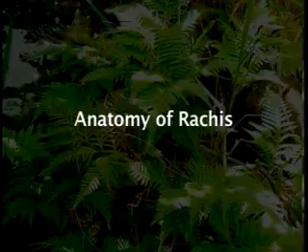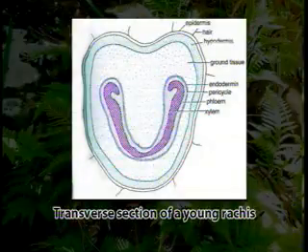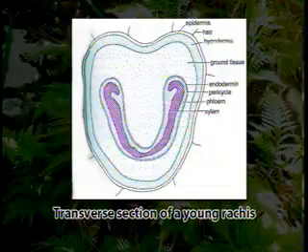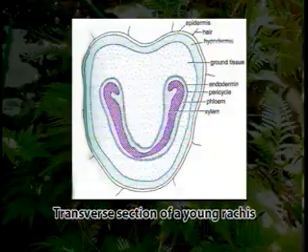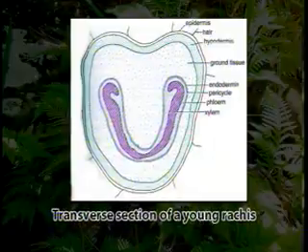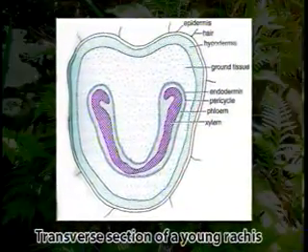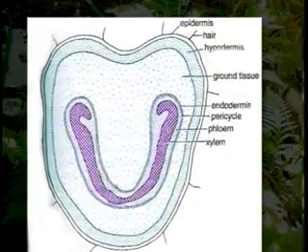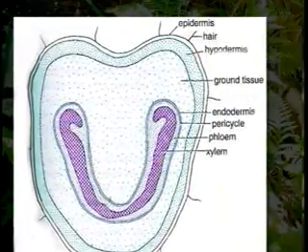Now the anatomy of rachis. In transverse section, the outline of rachis or petiole is semicircular. It is differentiated into epidermis, ground tissue, and vascular bundle. The epidermis is single-layered with narrow quadrangular cells covered by thick cuticle. Some epidermal cells give rise to uniseriate multicellular hairs called ramenta.